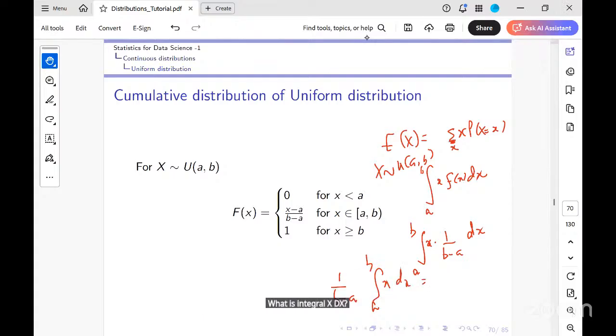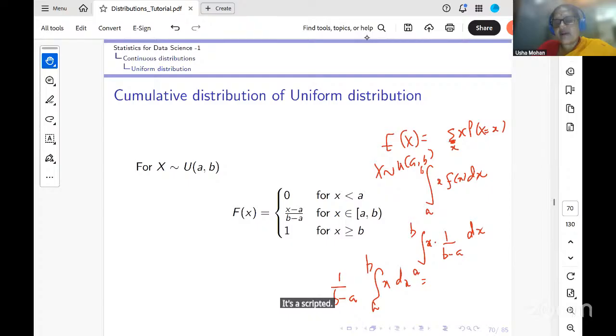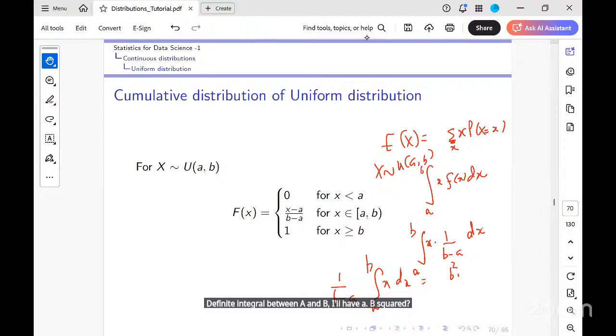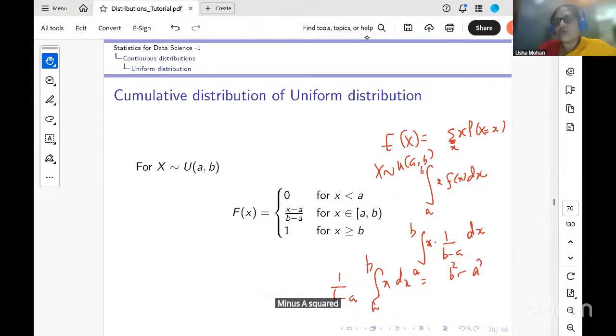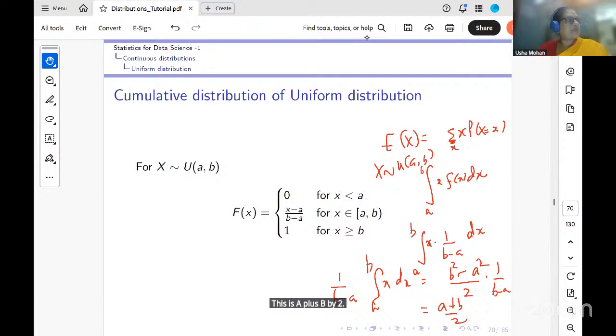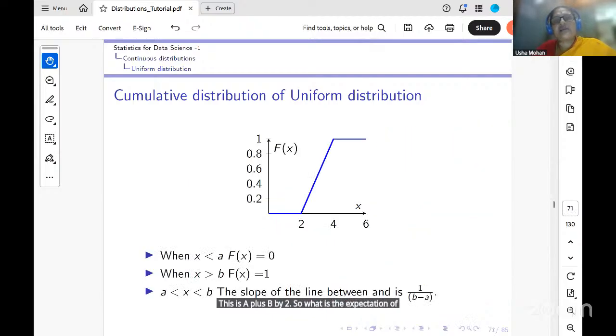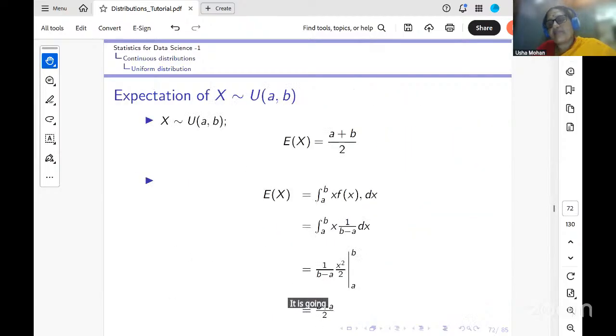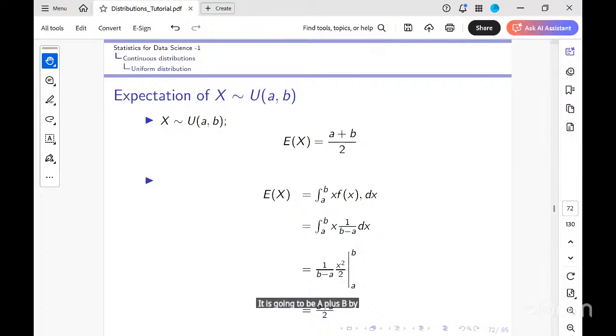The integral of x square is x cube by 3... For x square by 2, the definite integral between a and b gives (b square by 2 minus a square by 2), multiplied by 1 by (b minus a), which is (a plus b) by 2. So what is the expectation of a uniform random variable? It is going to be (a plus b) by 2. Is that clear?